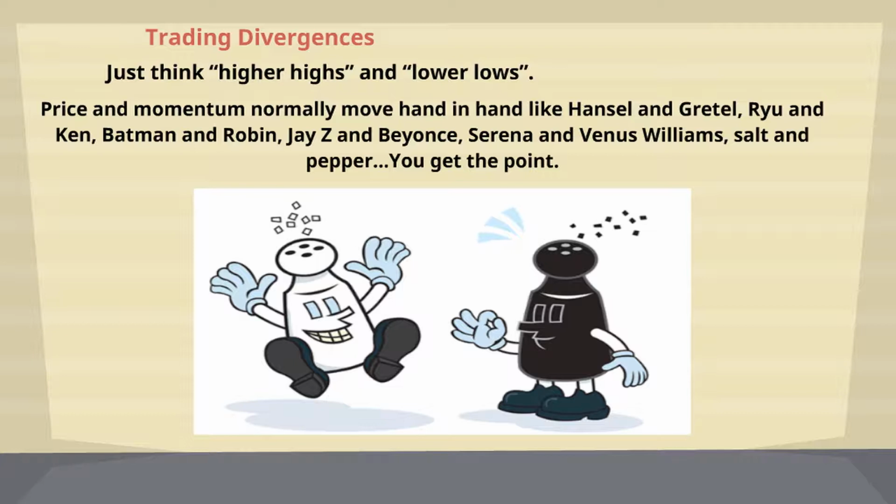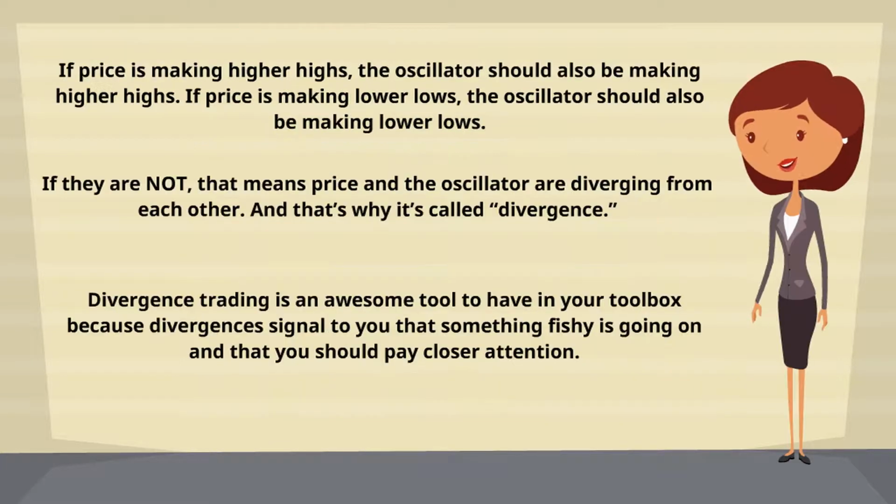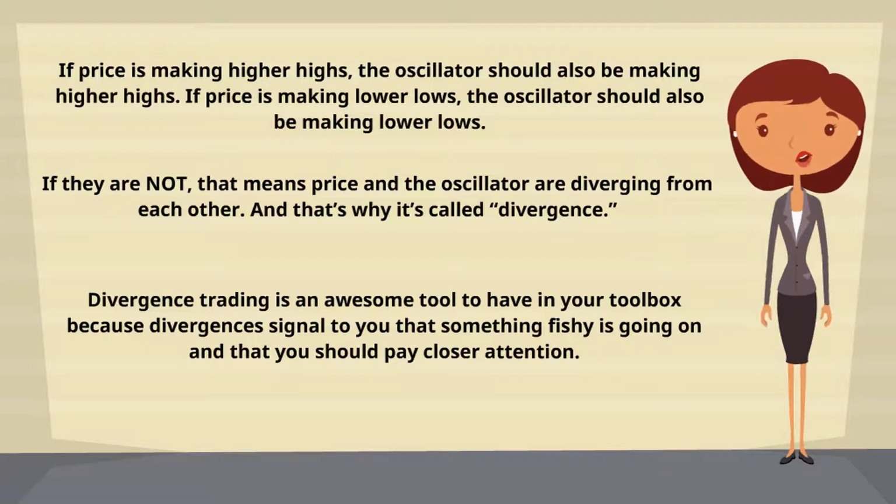Trading divergences. Just think higher highs and lower lows. Price and momentum normally move hand in hand like Hansel and Gretel, Ryu and Ken, Batman and Robin, Jay-Z and Beyoncé, Serena and Venus Williams, salt and pepper, you get the point. If price is making higher highs, the oscillator should also be making higher highs. If price is making lower lows, the oscillator should also be making lower lows. If they are not, that means price and the oscillator are diverging from each other. And that's why it's called divergence.